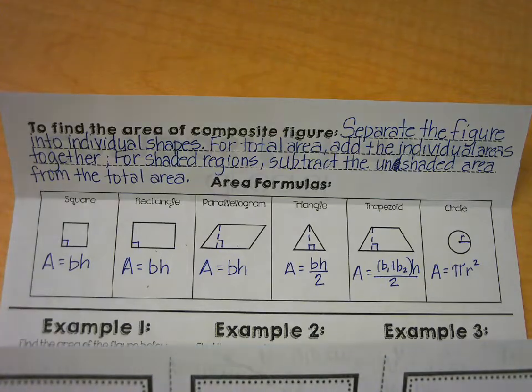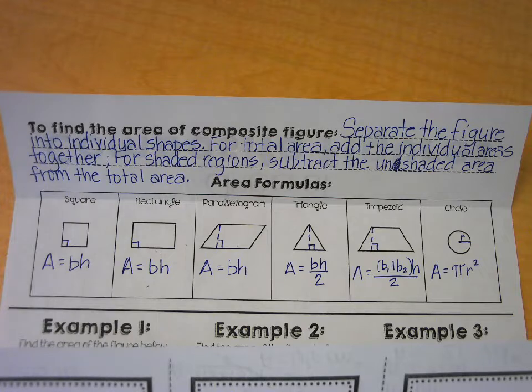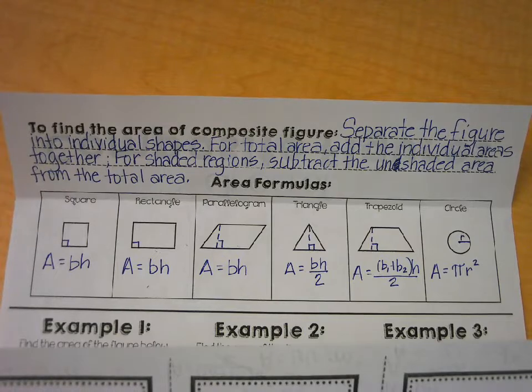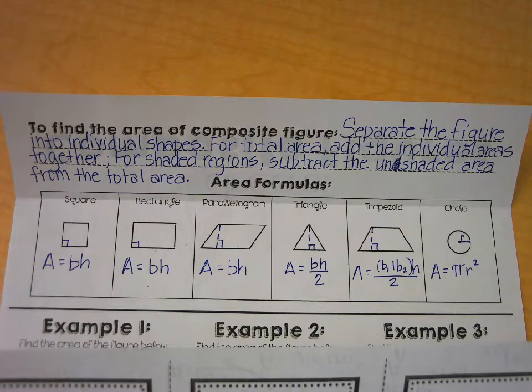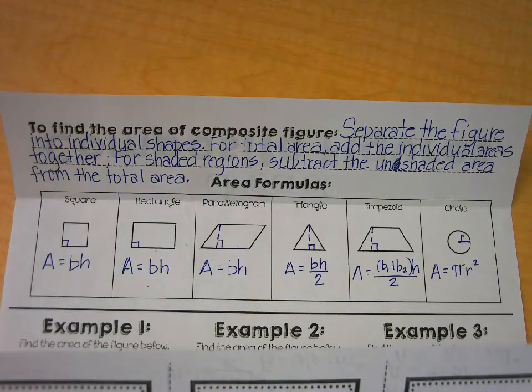Okay, so to find the area of a composite figure, you separate the figure into individual shapes. For the total area, we add the individual areas together.